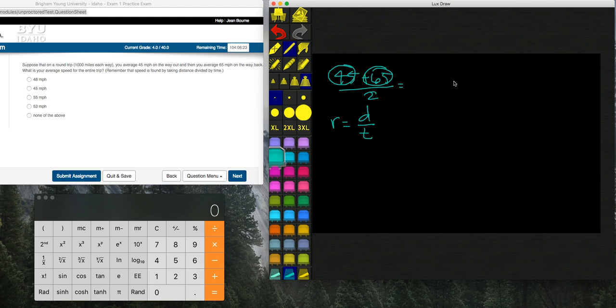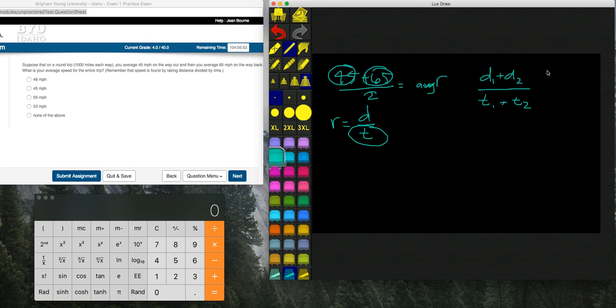What we're going to do, so the average rate would be the distance 1 plus distance 2 divided by time 1 plus time 2. Okay, so what we're going to do with this is find our 2 times. So we have distance 1.